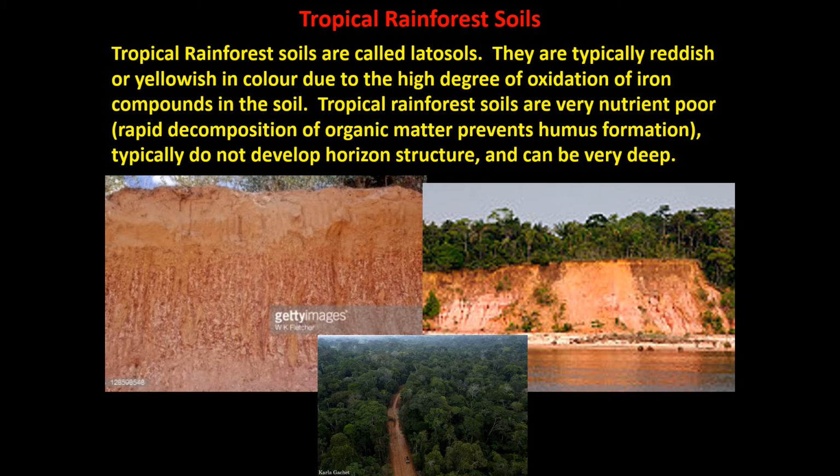So in this slide, tropical rainforest soils are called latosols. They are typically reddish or yellowish in color due to the high degree of oxidation of iron compounds in the soil. Tropical rainforest soils are very nutrient poor, because rapid decomposition of organic matter prevents humus formation. Typically, they do not develop horizon structure and can be very deep.